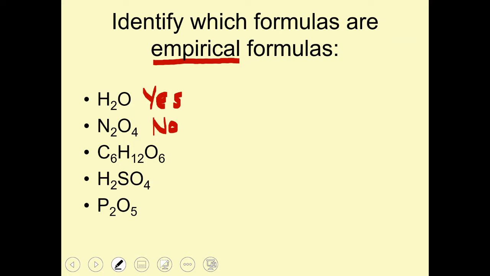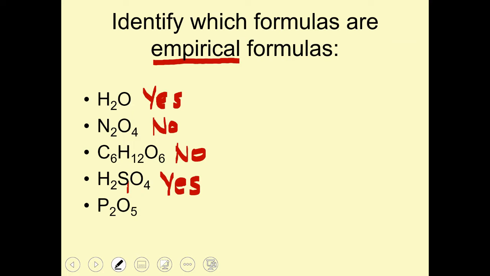Here's the glucose that I was talking about, C6H12O6. That's a no because that can be simplified. Now, the next one, sulfuric acid, sometimes people look at this and think, no, that's not empirical because they're seeing the 2 and the 4 and they're thinking about simplifying it. But remember, when there's no subscript behind an element, like sulfur is an element, that's a 1. So this is really 2 to 1 to 4. This is indeed empirical because 2 to 1 to 4 cannot be simplified.